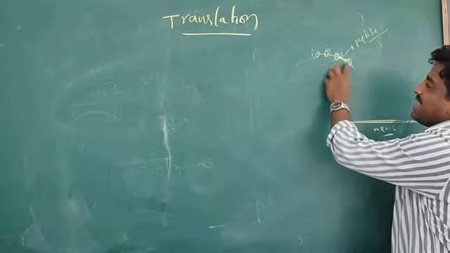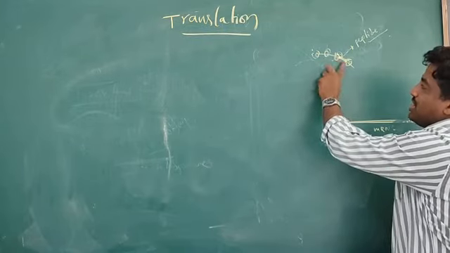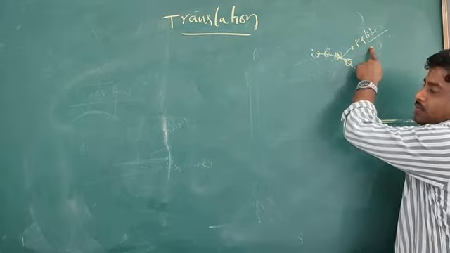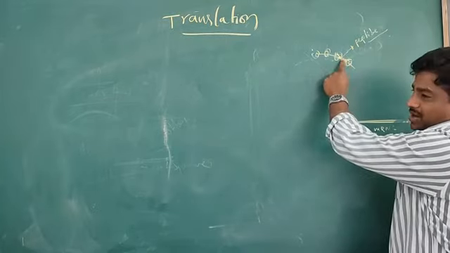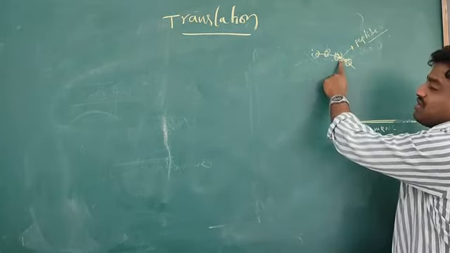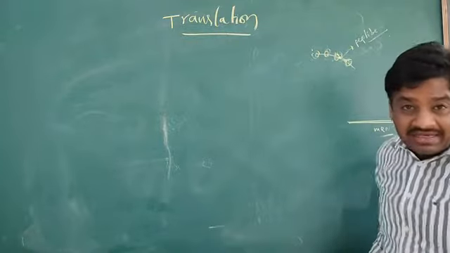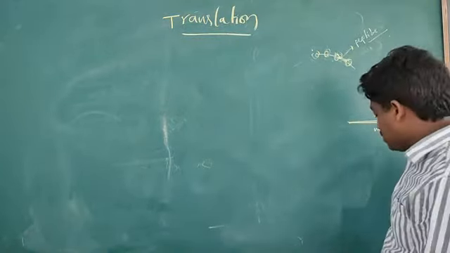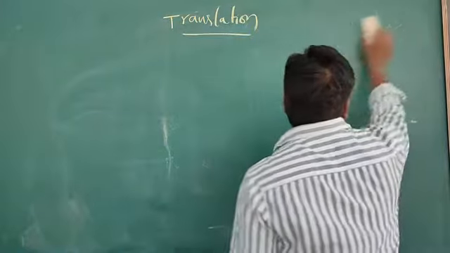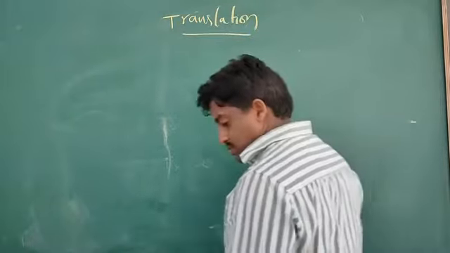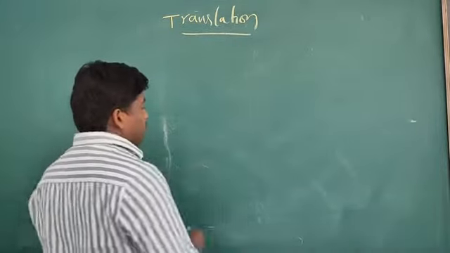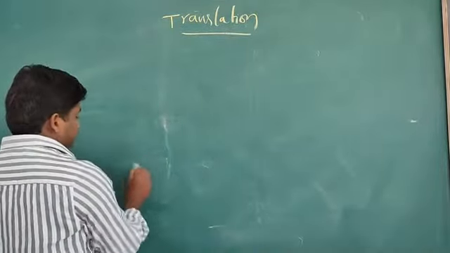So these amino acids are joined by a bond. What do you call it? Peptide bond. For the formation of this peptide bond, it requires energy. That energy we call ATP. Okay, so now in the translation process, first of all I will draw the diagram. How the polypeptide chain is formed, we will discuss.